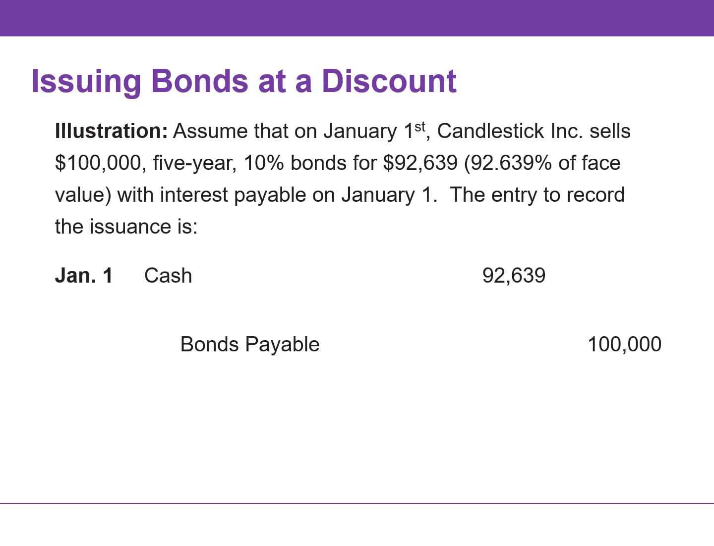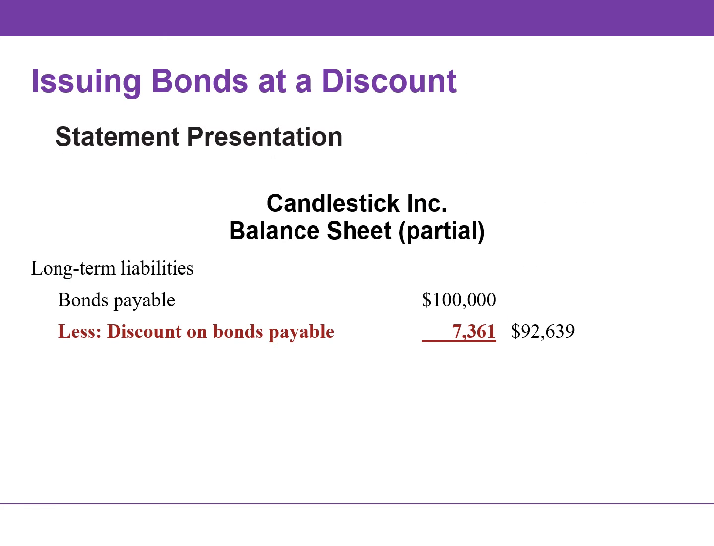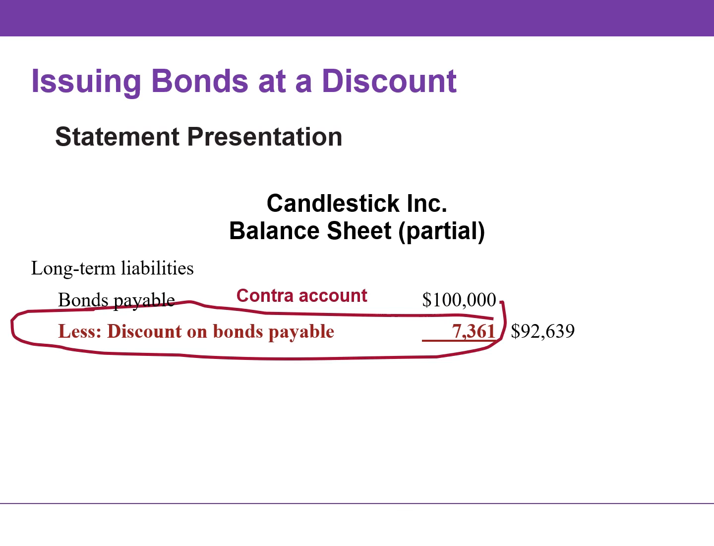The difference between these two numbers results in a debit to discount on bonds payable, and again, the difference between these two amounts is $7,361. Although discount on bonds payable has a debit balance, it is not an asset. Rather, it is a contra account, which is deducted from bonds payable on the balance sheet. The $92,639 represents the carrying or book value of the bonds.